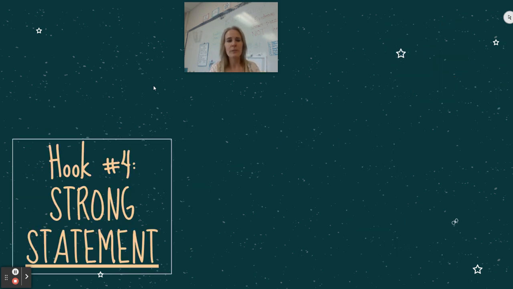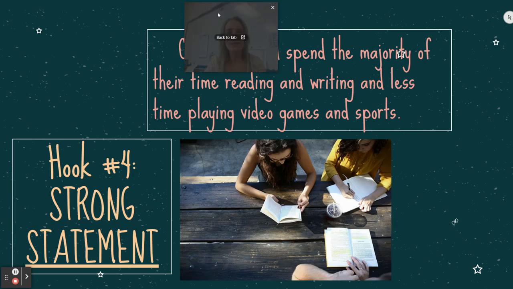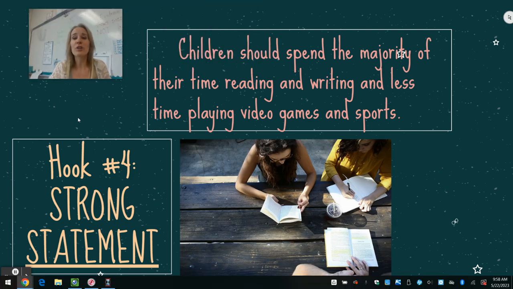Fourth type of hook is a strong statement. Okay, a strong statement is going to be something like this. Children should spend the majority of their time reading and writing and less time playing video games and sports. What goes through your mind when you read that?